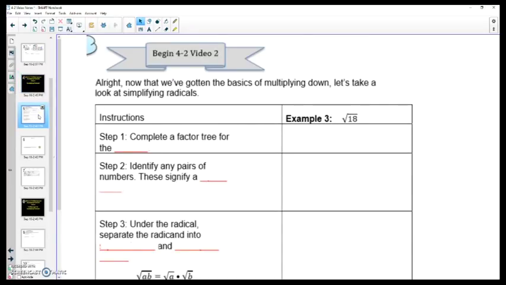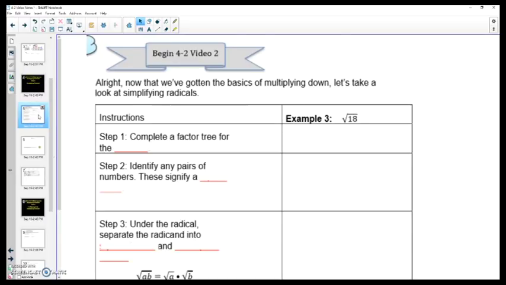So in video 1 we took a look at how to multiply and did some of the basics of multiplying radicals. We hinted then that we're going to have a process for simplifying radicals that we would need to do. In this video we're going to take a separate look at simplifying so that we can get the basics of it down, so that in video 3 we can combine multiplying and simplifying.